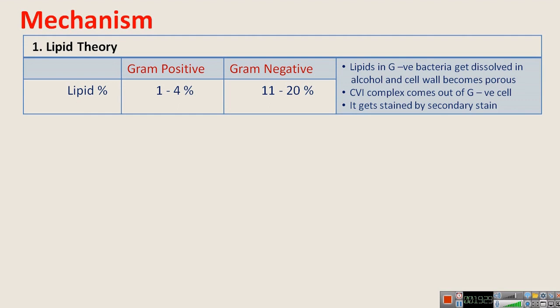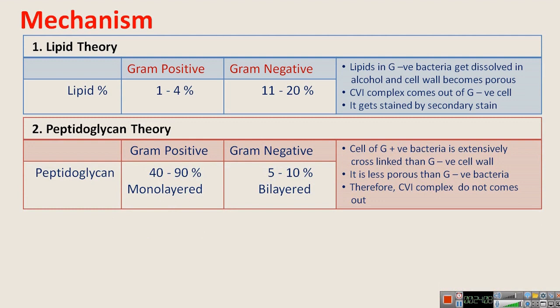That means it remains violet colored. The next theory that is proposed to explain the mechanism of gram staining is peptidoglycan theory. According to this theory, there is a difference in the percentage of peptidoglycan in the cell wall of gram-positive and gram-negative bacteria. Peptidoglycan is one of the important components of the cell wall of both types of organisms, but there is a difference in the percentage.